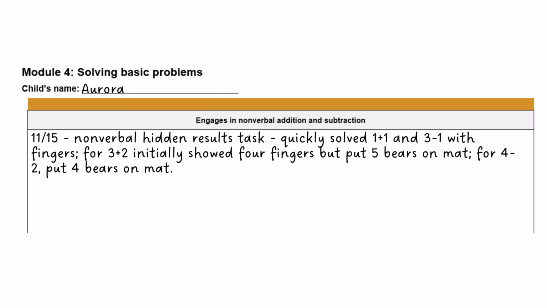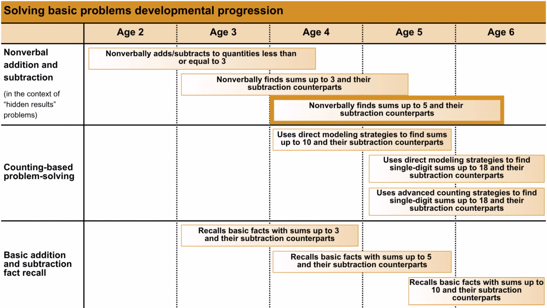Aurora mentally, or non-verbally, combines and separates small subitizable quantities of 3 or less with relative ease. She successfully solved 1 + 1 and 3 - 1 mentally by showing the result on her fingers. For 3 + 2, she appeared to show 4 fingers at first, but then correctly put out 5 bears on the mat. She had difficulty solving operations with quantities larger than 3. For 4 - 2, she put out 4 bears on her mat.